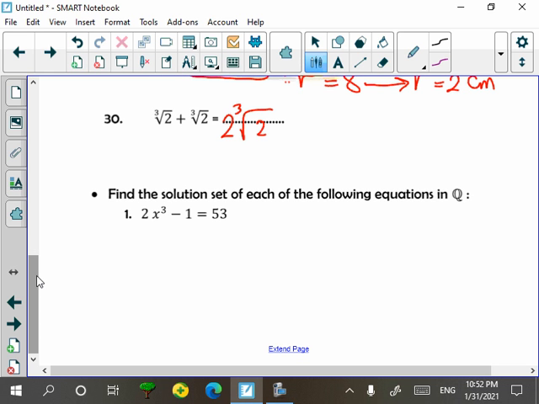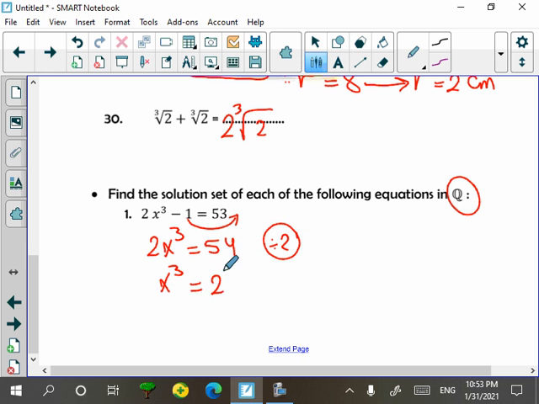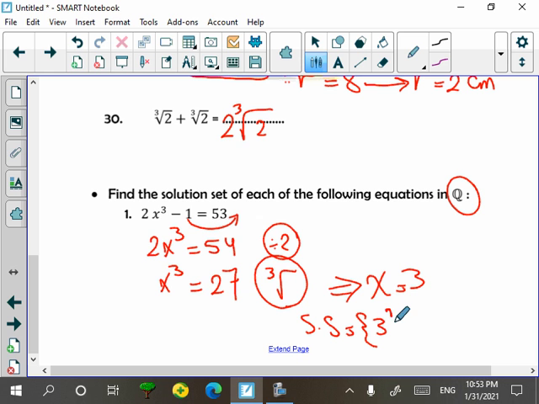Another question: find the solution set of each of the following equations in Q. Number 1: 2x^3 - 1 = 53. The 1 goes to the right-hand side with a positive sign, so 2x^3 = 54. Dividing both sides by 2, x^3 = 27. Taking the cube root of both sides, x = 3. Then the solution set is {3}.